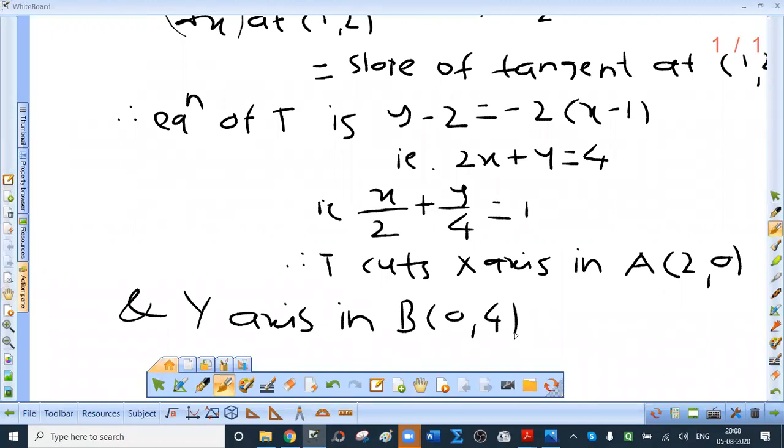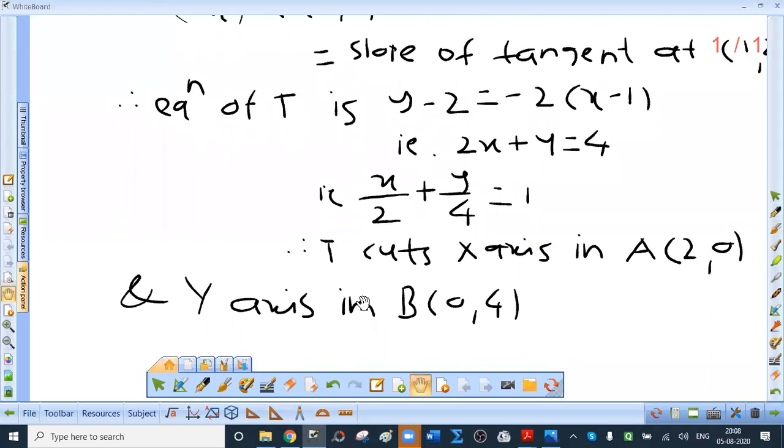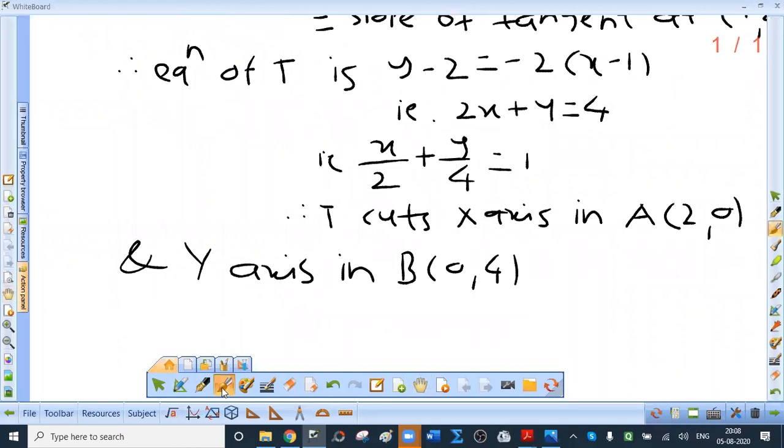Suppose you cannot write the equation in this form, then how to get the point of intersection of x-axis and the line? Simple. Equation of x-axis is y equal to 0. So put y equal to 0 in the equation. You get 2x equal to 4. That is x equal to 2 and so on. Okay. Right. Now what is asked? We are asked to find the area of the triangle. So what is the formula for area of triangle?